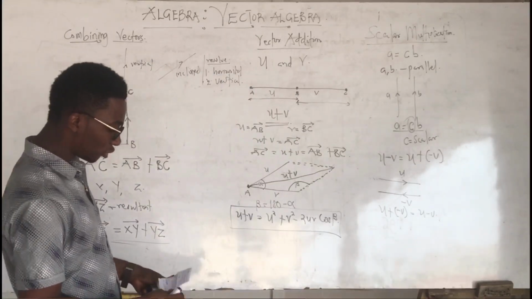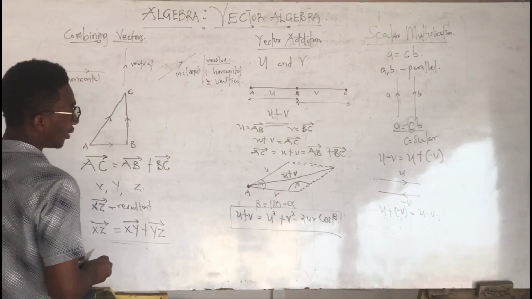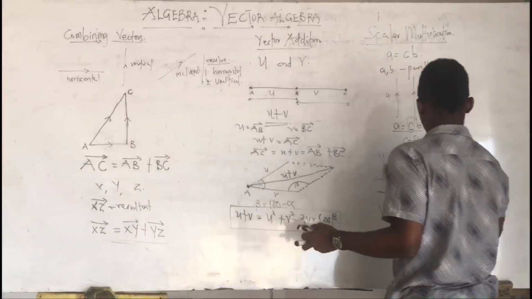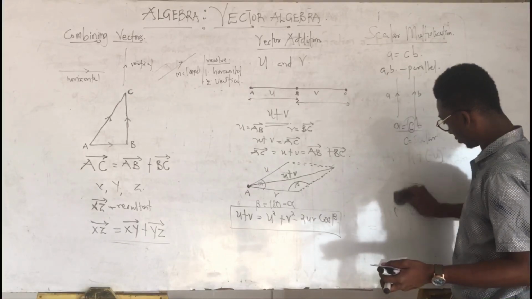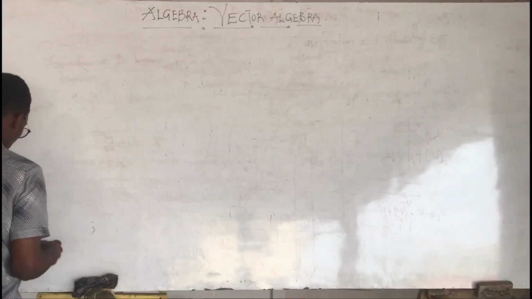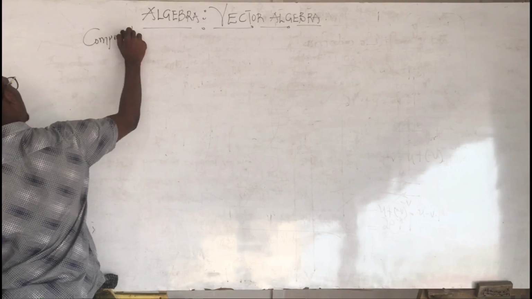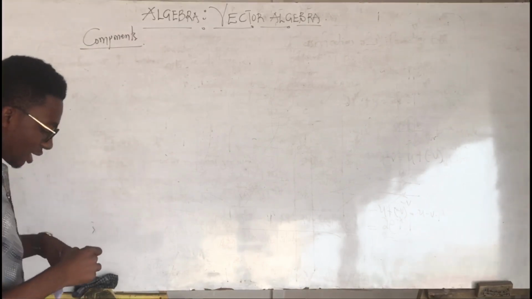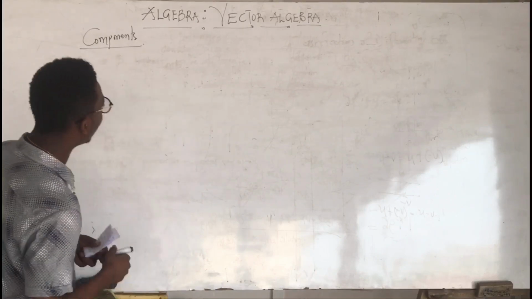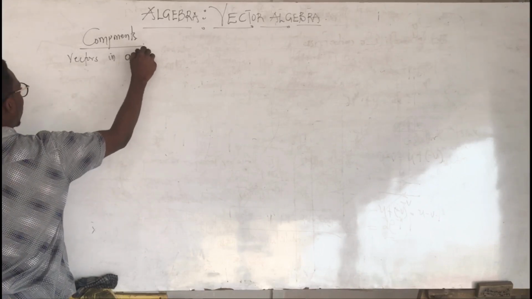Now, the last thing we want to look at is the components of a vector. We can have vectors in a coordinate system.